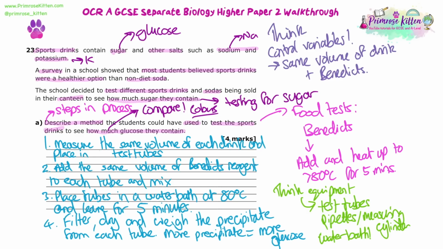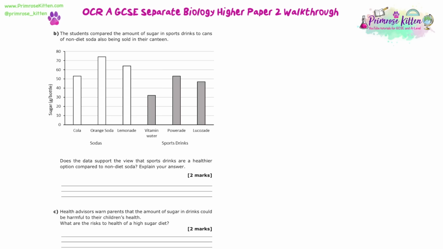We'll have a look at the mark scheme because there's other things that you can say here too. So part B. The students compared the amount of sugar in sports drinks to cans of non-diet soda also being sold in their canteen. So we've got sugar in grams per bottle on the y-axis, and then we've got some sodas, and then we've got some sports drinks. So the sports drinks on the right-hand side, those 3 bars, are supposedly the healthier option according to what they interviewed when they talked to the students.